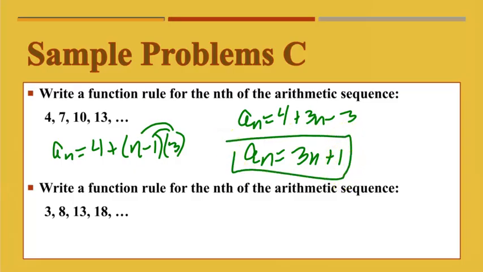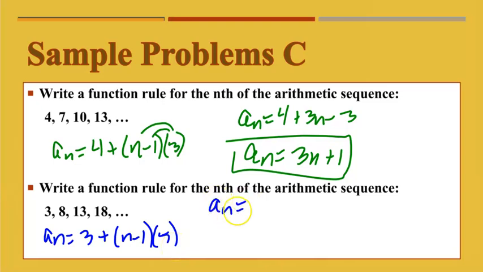And then this last one here, we're adding 5 each time, so a subscript n equaling 3 plus n minus 1 times 5. If I distribute, I now have a subscript n equaling 3 plus 5n minus 5, which will now make the rule a subscript n equaling 5n minus 2.